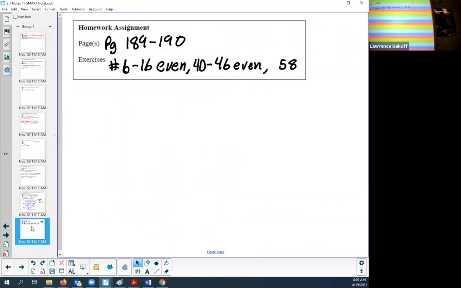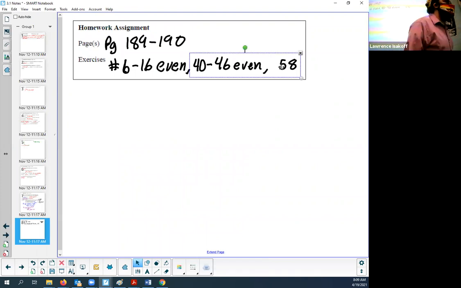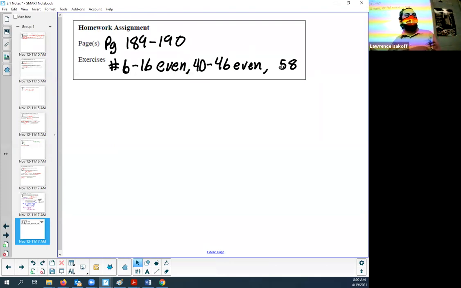Here's our homework. Problem 58 deals with the interest problems. The other problems are a little less challenging. Please do not forget about problem 58 on the homework. Looking at the interest, all you're going to have to do is type it into Desmos. So that is what I have for today's lesson.